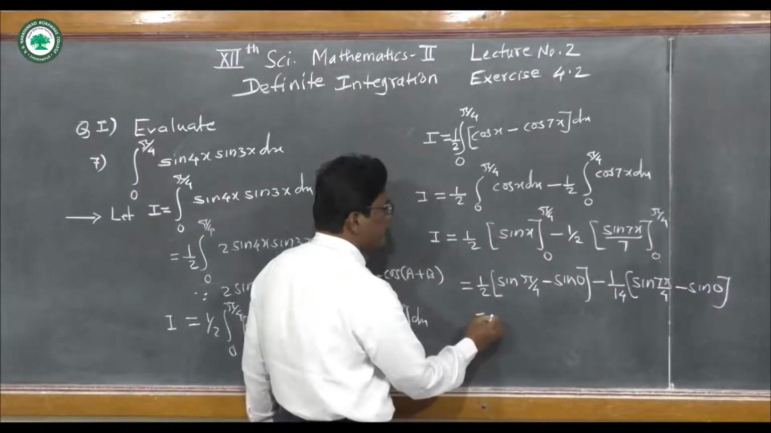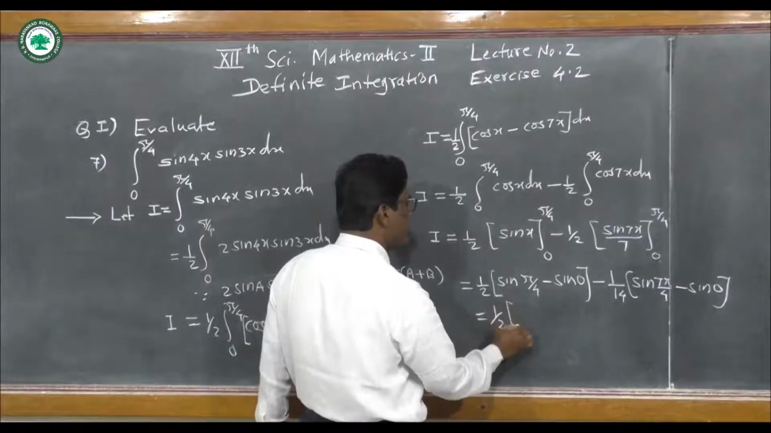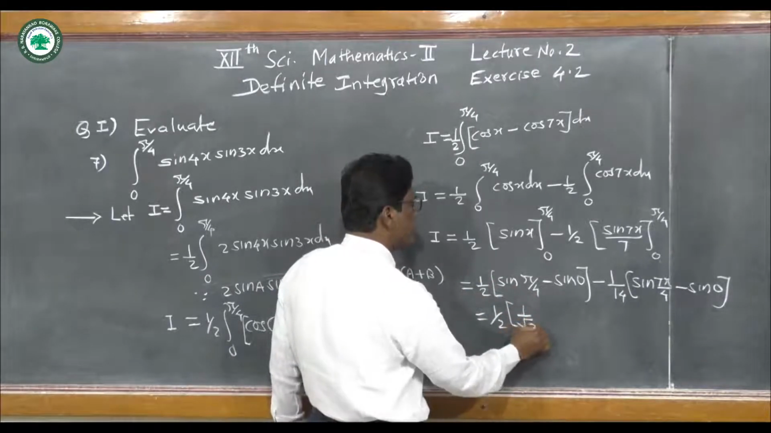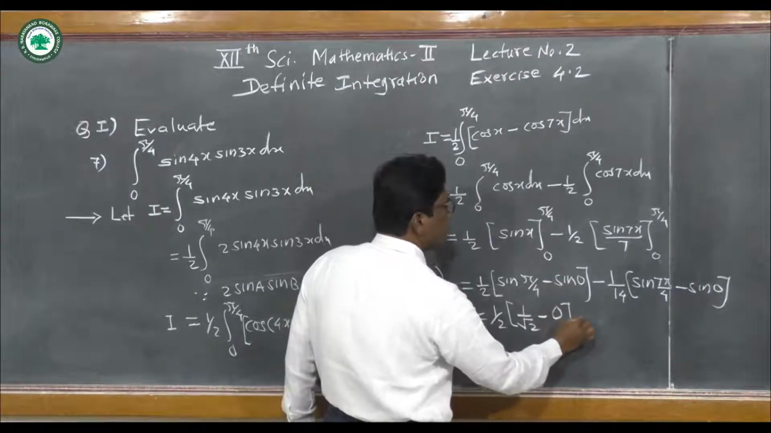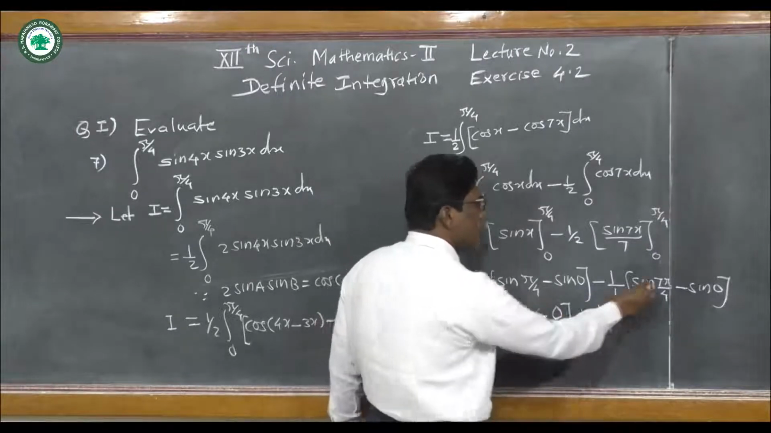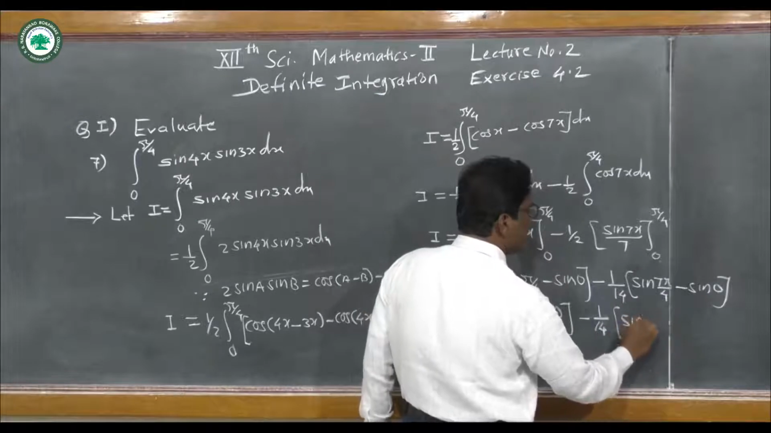And so we get 1/2 as it is. Sin of pi by 4, we know sin of 45 degrees is 1 upon root 2, minus sin of 0, which is 0. Here minus 1 upon 14 as it is, and for sin of 7 pi by 4, we adjust this 7 pi by 4 like this.